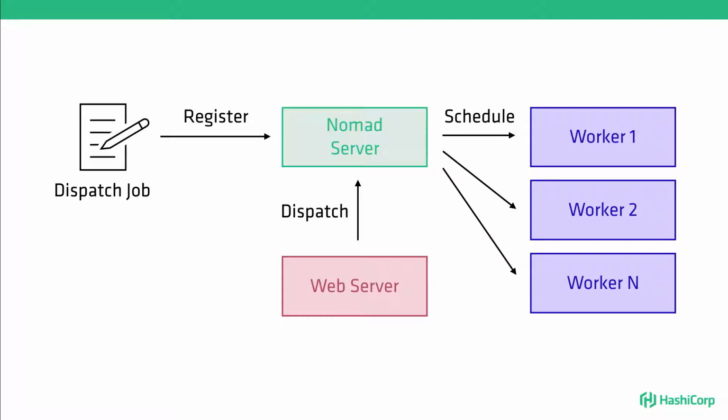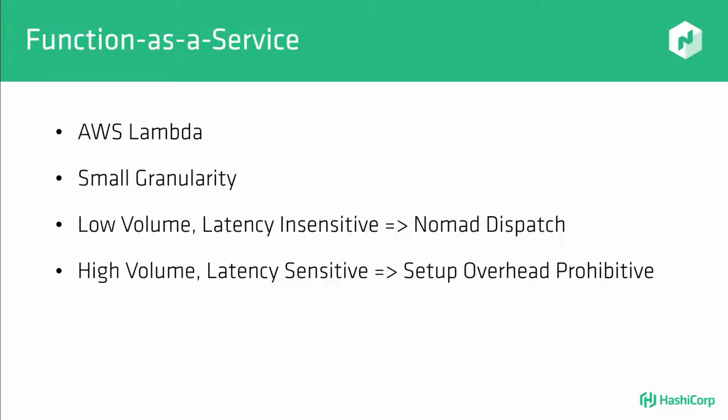And as we dispatch more and more things, there'll just be more and more workers running it, right? So we'll use the appropriate amount of capacity. So this starts to look a lot like function as a service or an AWS Lambda model. The difference is really how small our granularity is, right? And so if we're doing relatively low volume stuff where latency isn't of critical concern, Nomad Dispatch is well suited.